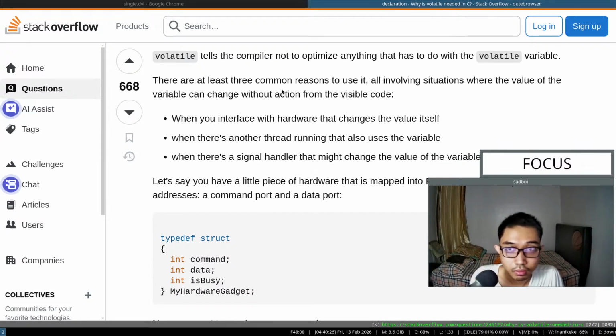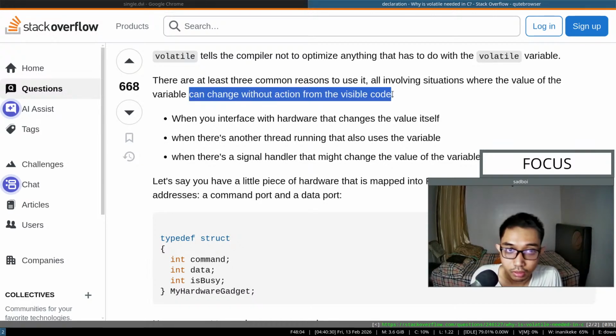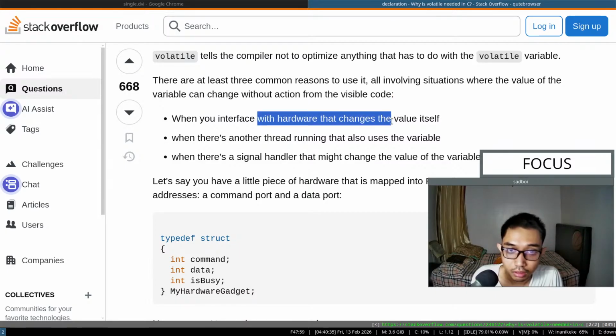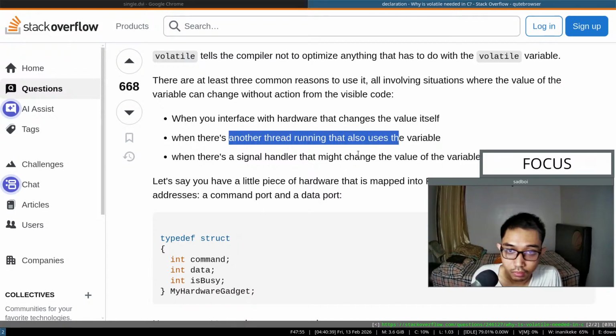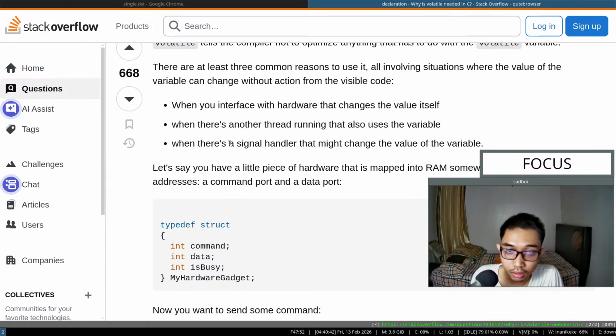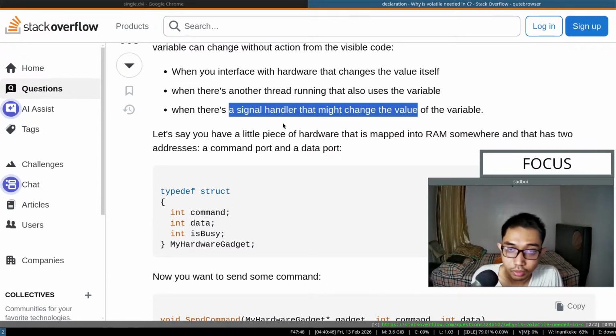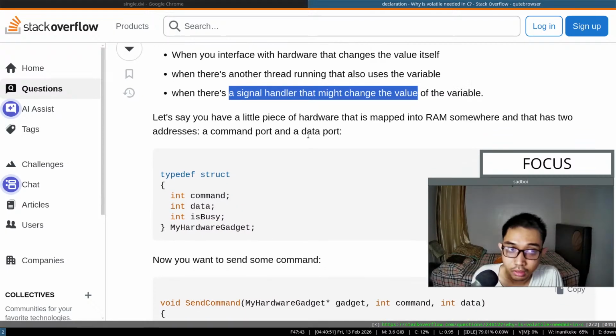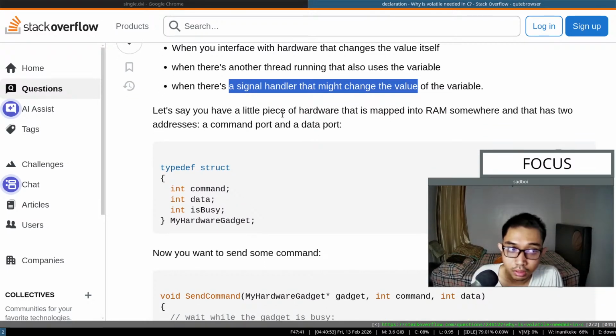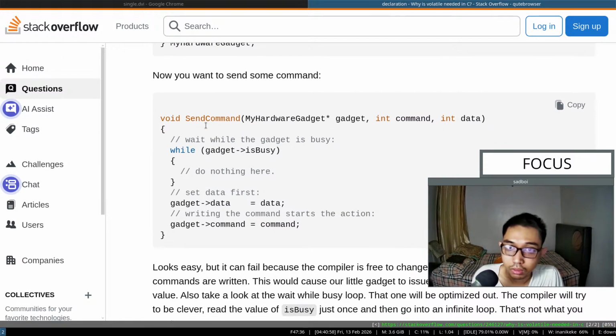Involving situation where the value can change without action from the visible code. Well, there is another thread running that also uses the variable, or a signal handler that may change the value of the variable. And that is the address. Oh.